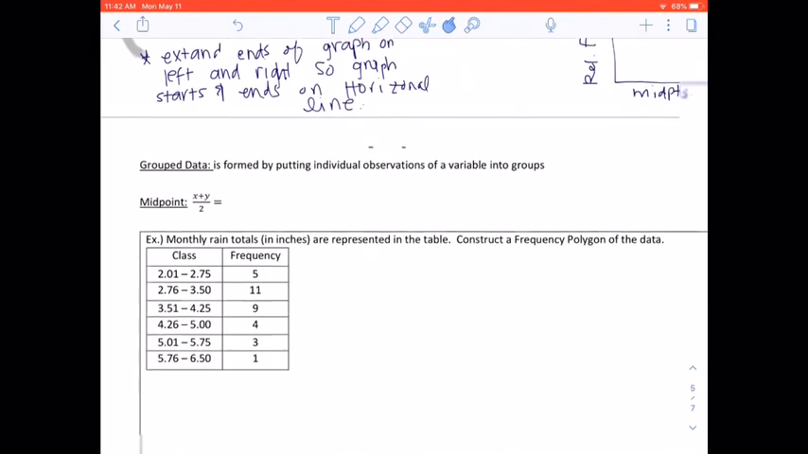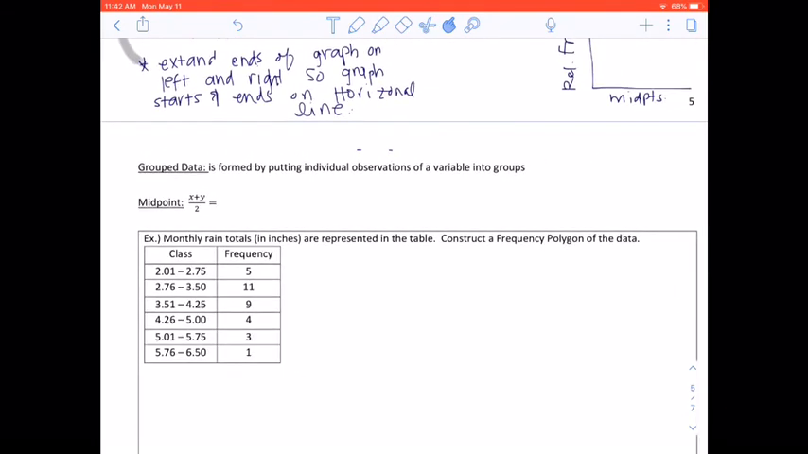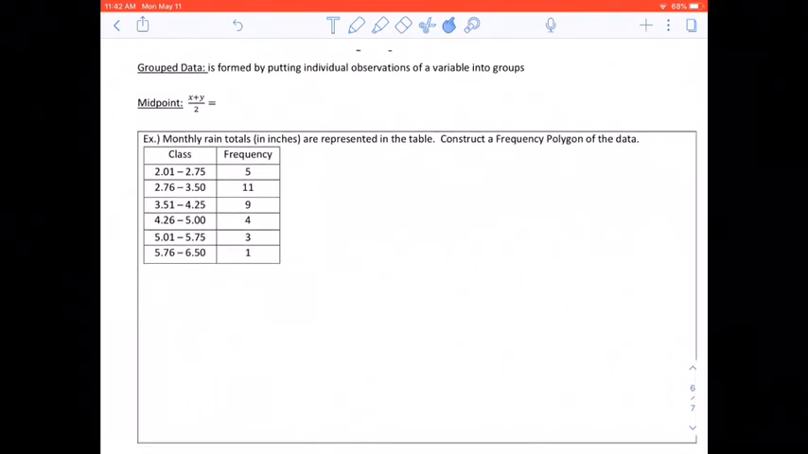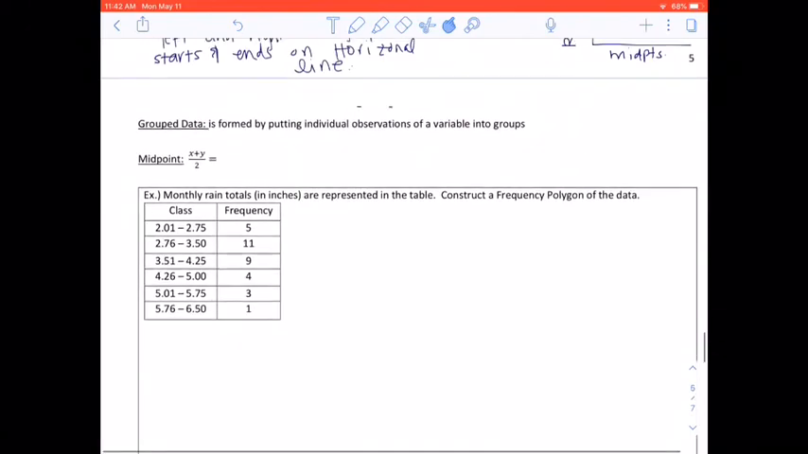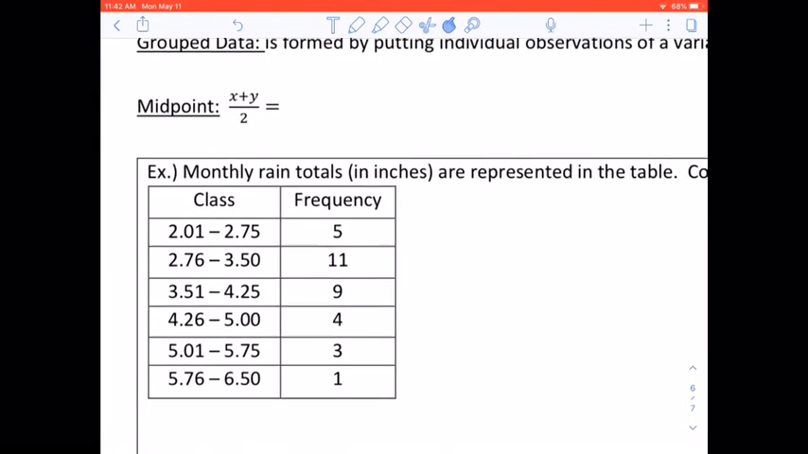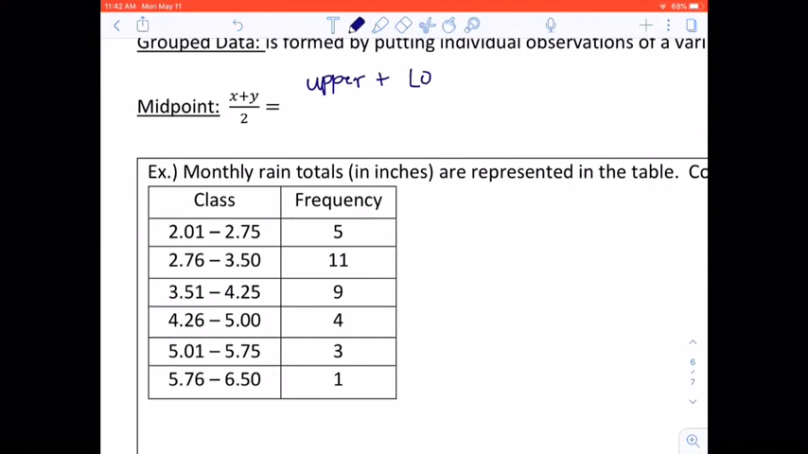So group data are formed by putting individuals or observations into groups. We've seen group data quite often. We put the data in for the soccer team, and then we also had it for the people that were on death row. And so there's a little reminder here for midpoint, because we will be using that with group data, and we saw this earlier. But we're going to take our upper limit plus our lower limit and divide by 2 in order to get our midpoints.